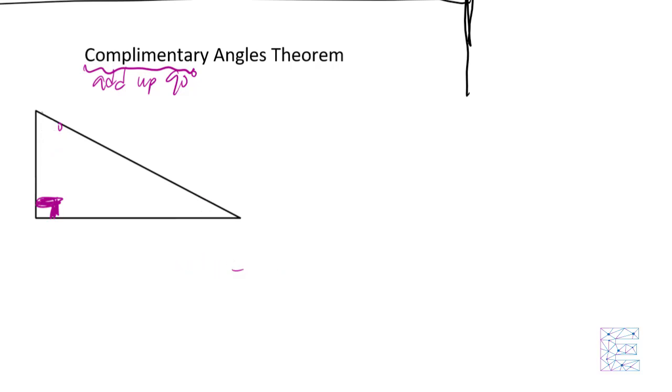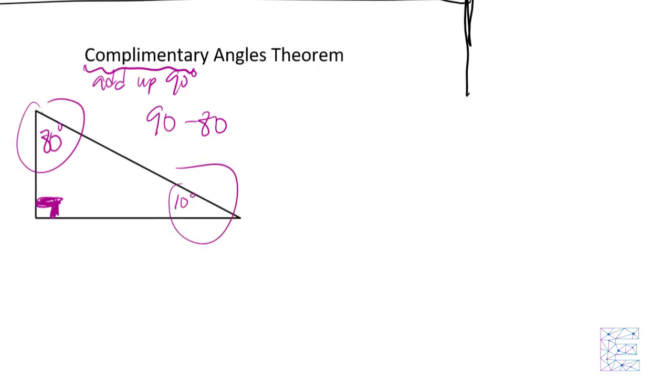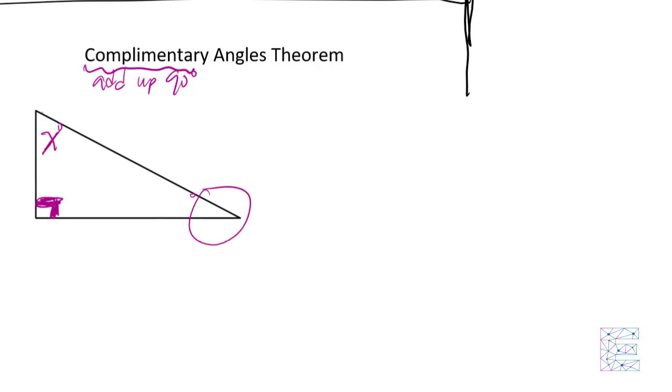Let's draw another pair. If we knew this angle is 80 degrees, we can find this one over here, since we know they're complementary, by saying 90 minus the 80. So this would have to be 10 degrees. These always add up to 90. Now, if we wanted to come up with an expression to represent that relationship, let's just call this first angle x. The other angle that we need is always going to be 90 minus x.